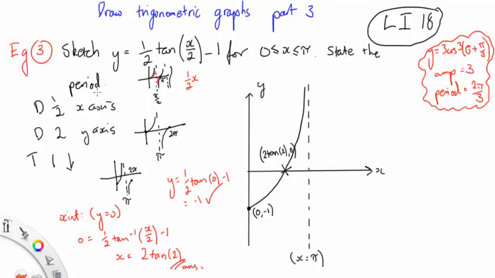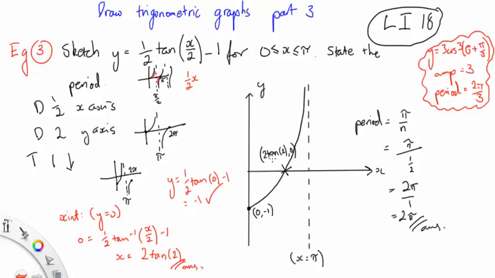Ooh, we need to state the period. So the period should be 2 pi, because this is half a period. The period should be 2 pi. Let's check. Well, to do the period calculation, period equals pi on n for a tan graph. n is 1/2. The 2 jumps to the top. We get 2 pi on 1, which equals 2 pi. Fantastic. There's our period. So that's our graph.